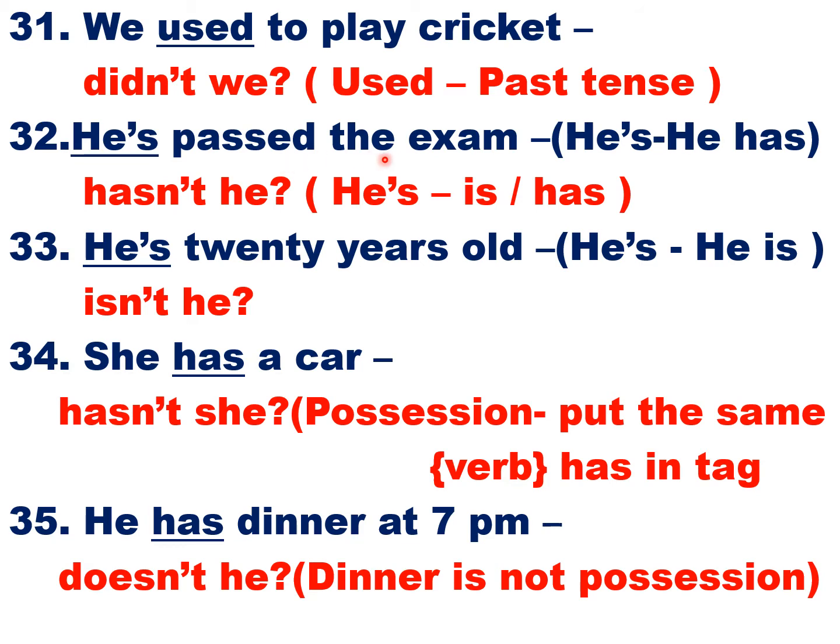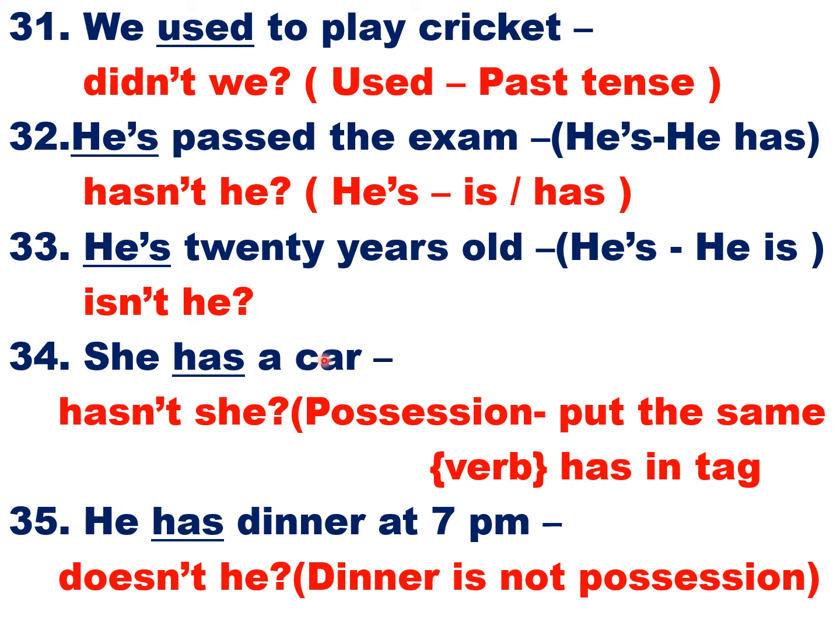He's passed the exam. He apostrophe s. We have the confusion whether to read this as he has or he is. But when we read the sentence, we can come to the conclusion that he has passed the exam is correct. Positive statement, so we must use a negative tag, hasn't he. He's 20 years old. Same pattern, but here we have to read the sentence: he is 20 years old. Positive statement, so negative tag, isn't he.